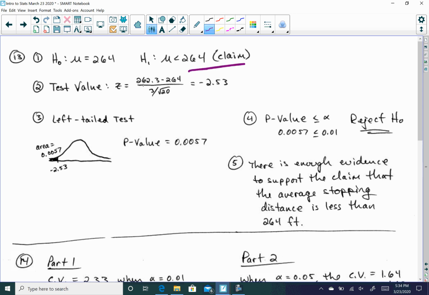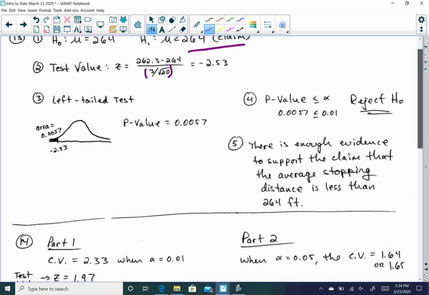Our test value, very carefully calculated. Make sure that when you're typing that in, if it's different or separate, still be careful. You should be getting a negative 2.53, which makes sense. If we're less than, we're over here for a left tail test. Our p-value turns out to be 0.0057. That is less than our alpha at 1%, so we reject the null hypothesis, so there's enough evidence to support our claim that the average stopping distance is less than 264 feet.